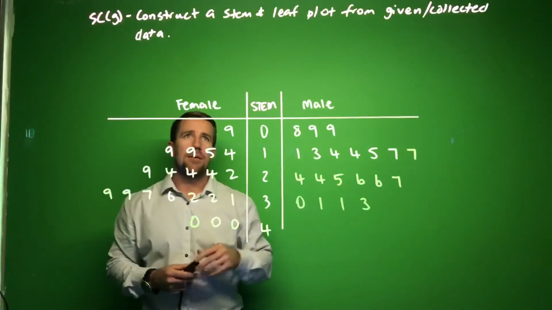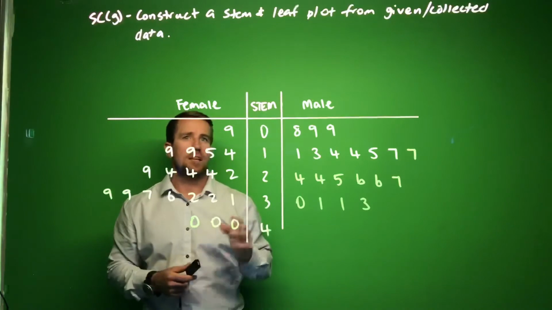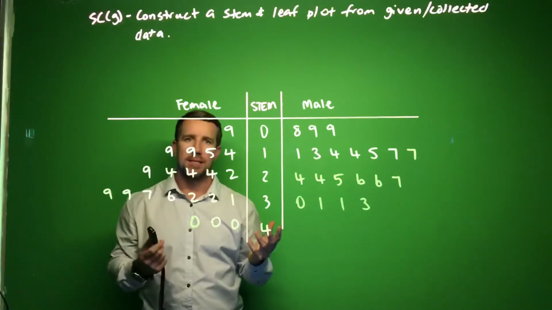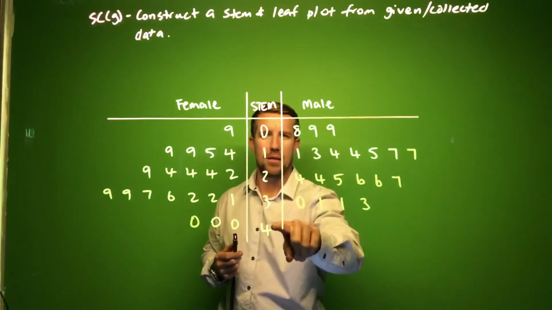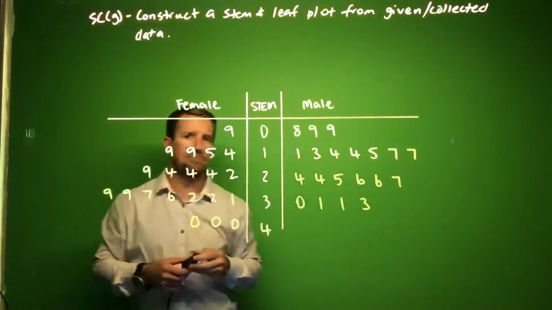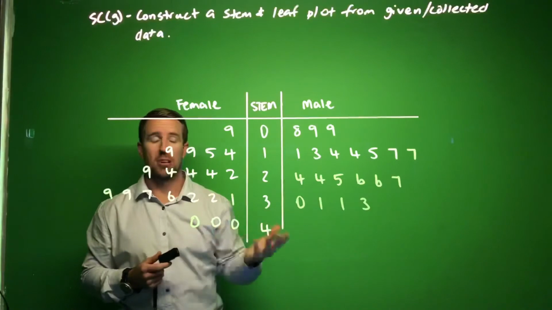All right, this one here is still looking at constructing a stem and leaf plot, and we've actually got what we call a back-to-back stem and leaf plot. So we've got our stem down the middle here, which has got our commonalities through here, and this is looking at scores out of 40 on a literacy test.